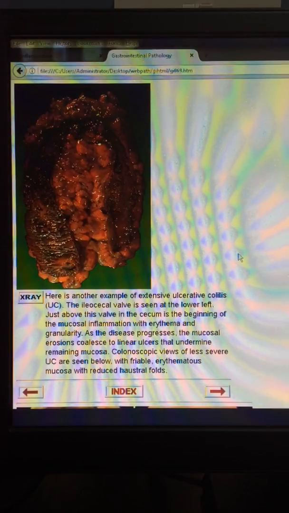Another example of ulcerative colitis. Here the inflammation, erythema, and ulceration involve the entire colon with sparing of the ileocecal valve here.